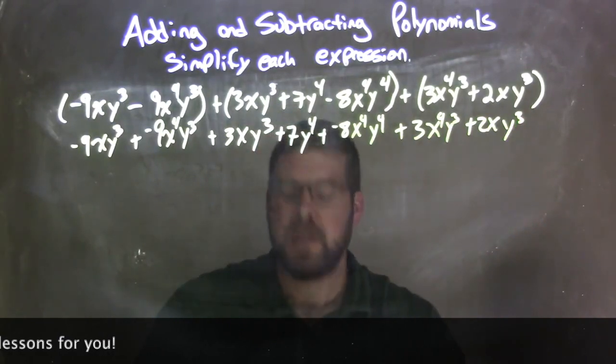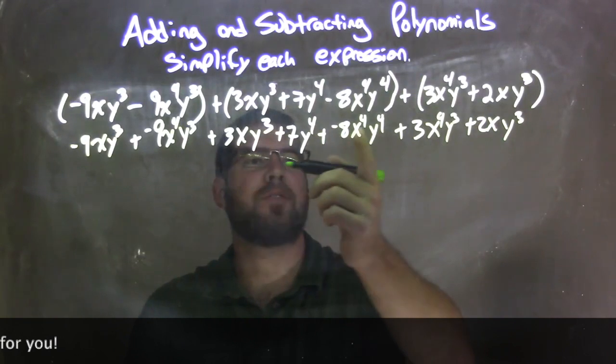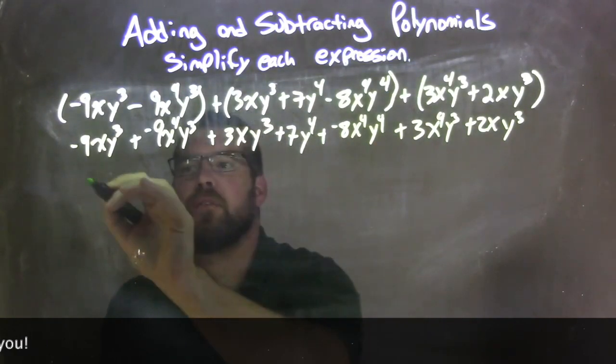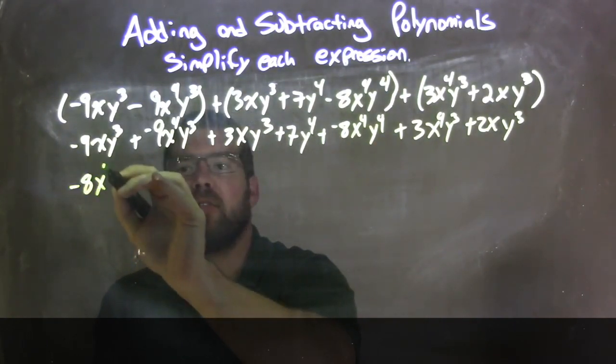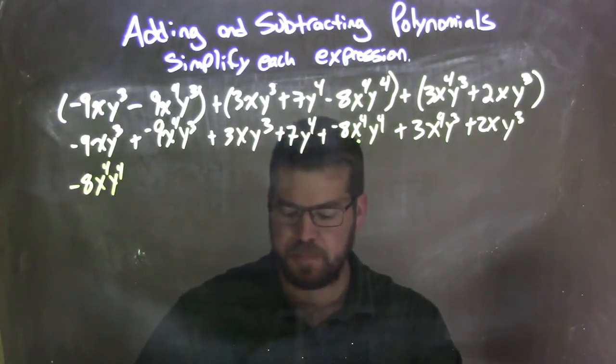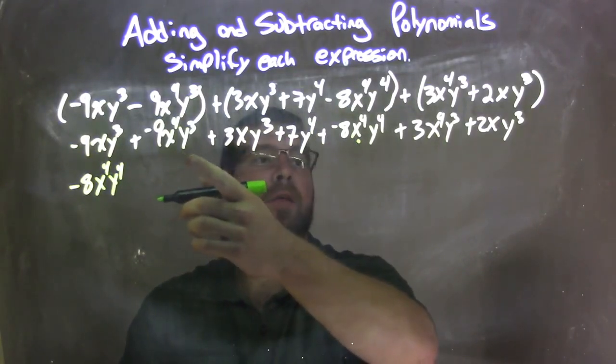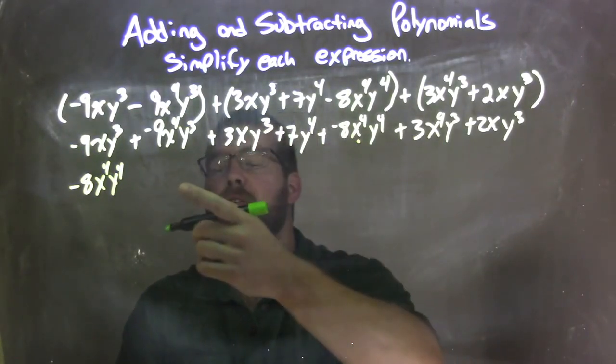Okay, so now we're going to put our like terms together. The highest degree I see is x to the fourth, y to the fourth. I'm going to put that first. So we have negative 8x to the fourth, y to the fourth. I'm going to put a dot underneath it showing that I brought that down. Then I see we have x to the fourth and y to the third. Okay, so a few of those. So I'm going to do those next.